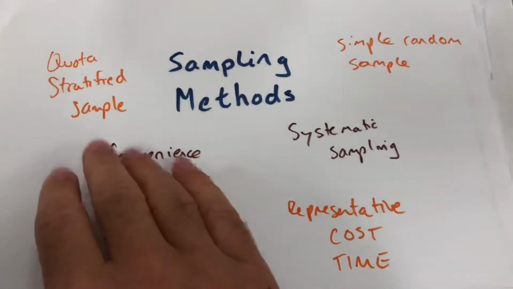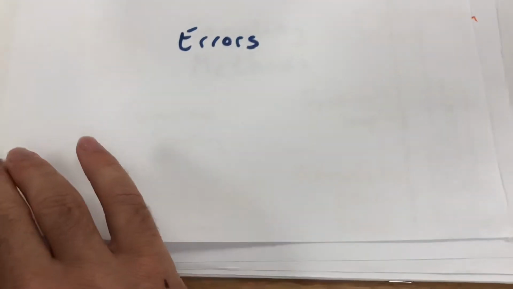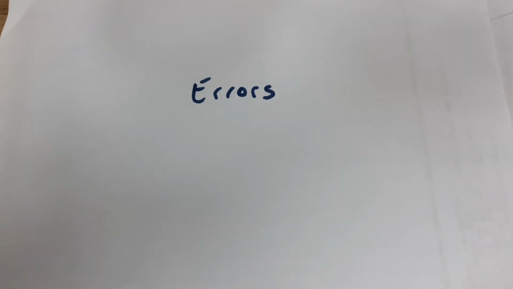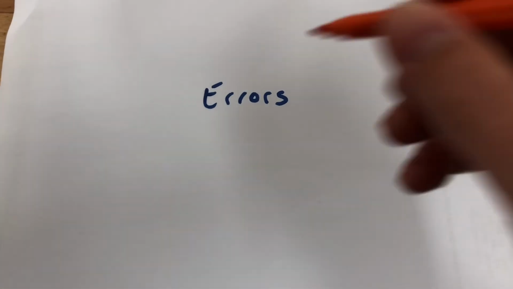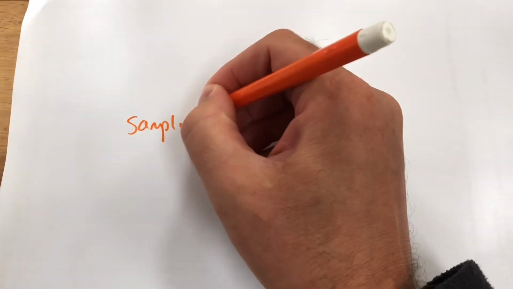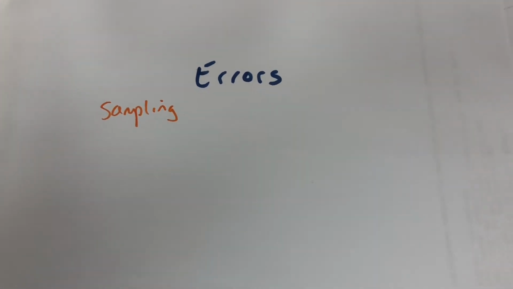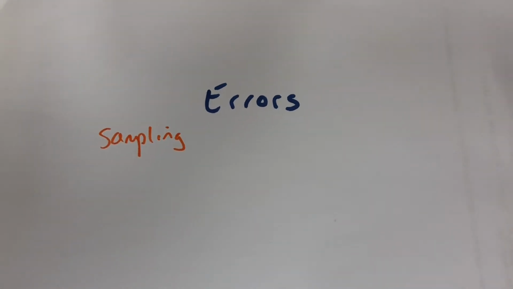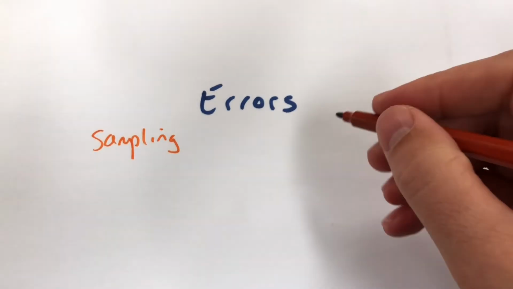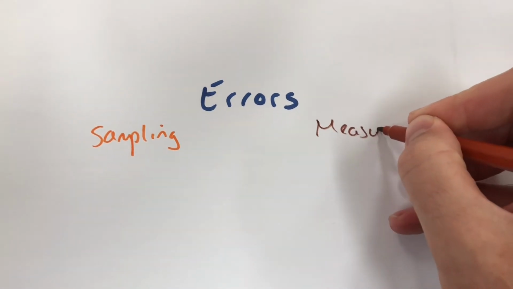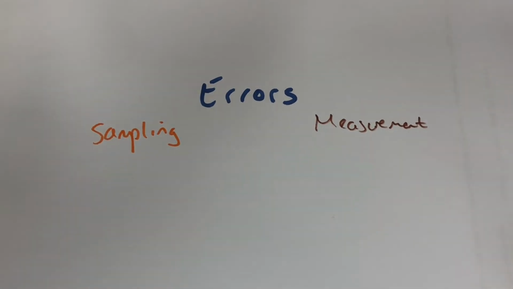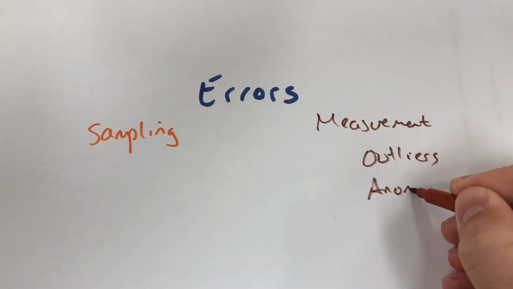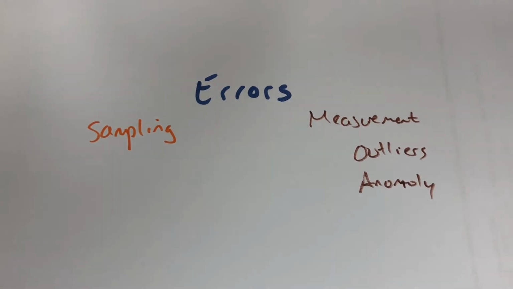So what are the main errors that we try and avoid? Well, as I mentioned, bias is one of them. And there are other things that you want to avoid. First one is a sampling error. And this might be quite tricky to spot. There might be just some characteristic about your sample that is different to the whole population. Another one could be a measurement error. So maybe there are inaccuracies or outliers or anomalies in your data set.